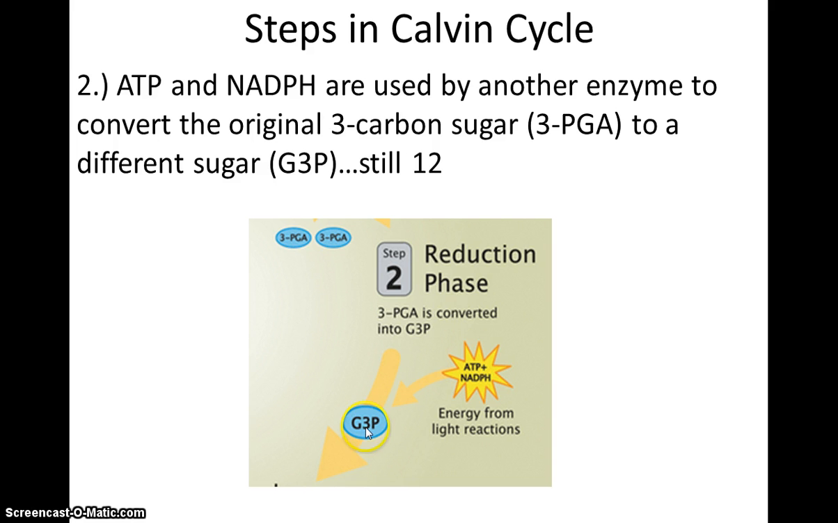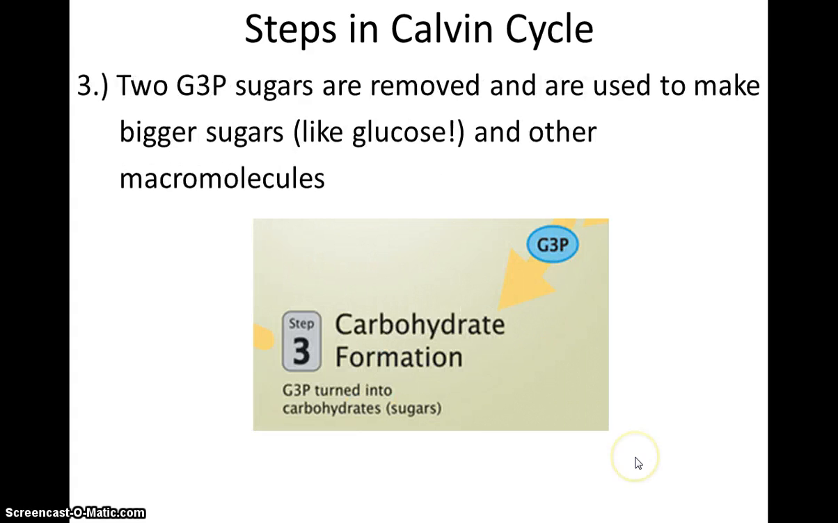And this form is called G3P, not 3PG. 3-PGA is converted into G3P. There's still going to be 12 of them. It's just basically a different configuration of the sugar. It now is going to be usable. So again, we have to use the energy from the light-dependent reactions to fuel the light-independent reactions.